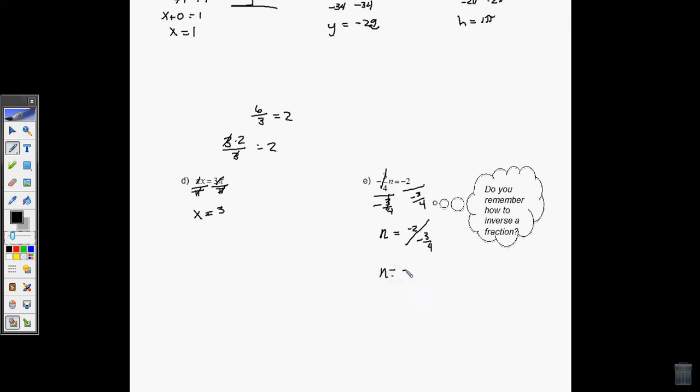Negative 2 over 1, that's simply the numerator, negative 2, in fraction form, and I'm going to multiply it by the reciprocal of the fraction, negative 4 over 3. Alrighty, dividing by a fraction is the same thing as multiplying by the reciprocal. I'm going to say that so many times this year you're going to be sick of it, but you will remember it. So now all I have to do is multiply. Negative 2 times negative 4, 8. 3 and 1, 3. N equals 8 over 3.